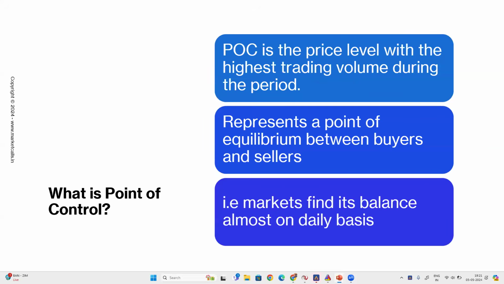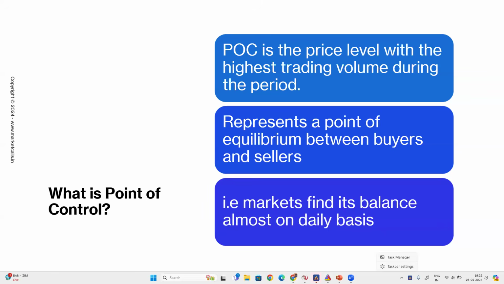So what exactly is the point of control? The point of control is the price level where more trading volume happens. Not only trading volume, more trading price action happens around that level. Multiple times a price level will be revisited from an intraday perspective. Typically speaking, at least 7 to 8 times, bar minimum, a particular price level will be touched. This happens 70 to 80% of the time.